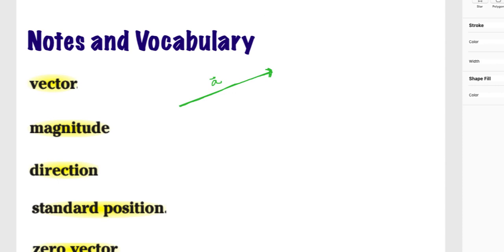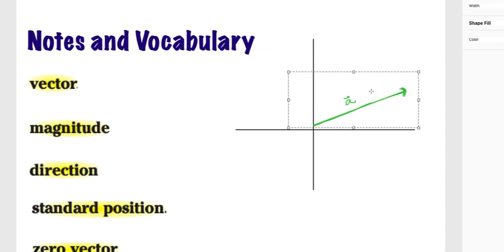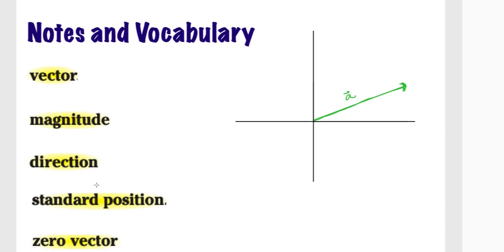Now, when we take our vector and we put it at the origin, we say that that vector is in standard position, like we are doing right now with vector A. So that's what standard position would be.